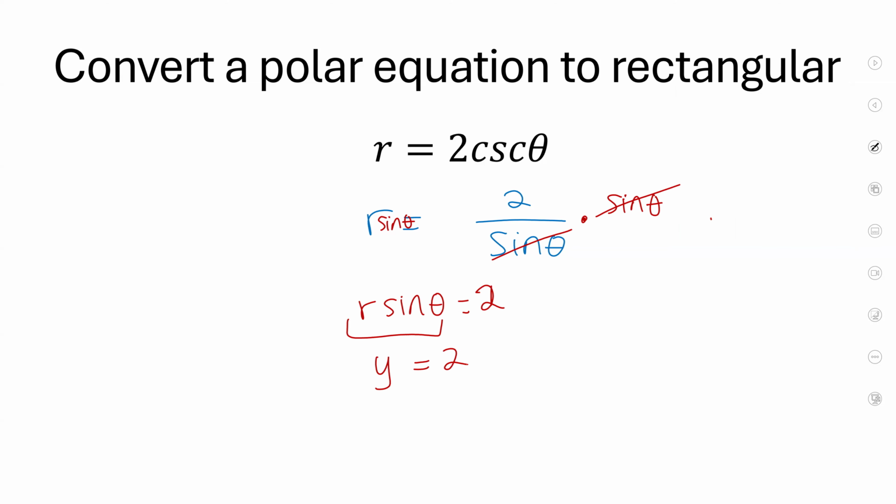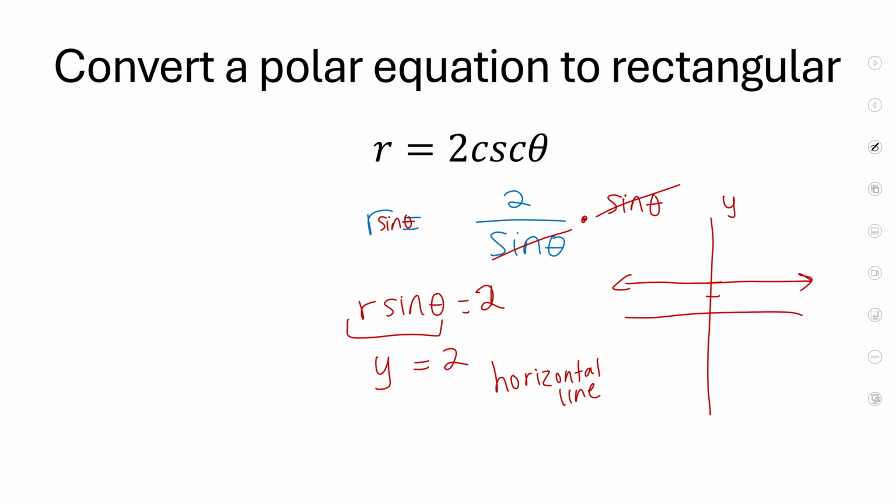Can you guys graph that? What kind of line? A horizontal line. Good. Okay, so this was just a horizontal line. You guys should be able to graph each one of these. So this is the y-axis at 2. I'm going to draw a line through it. So that's what that graph looks like. If you were to type this into your graphing calculator, it would give you the same thing. But looking at this, I don't know how to graph that. But I can definitely graph it when it's in rectangular form. Okay? All right, next one.